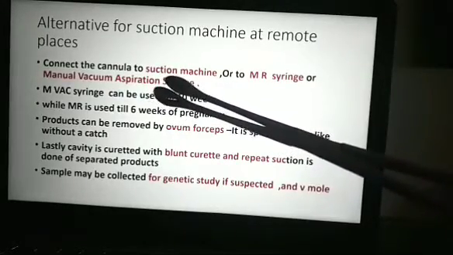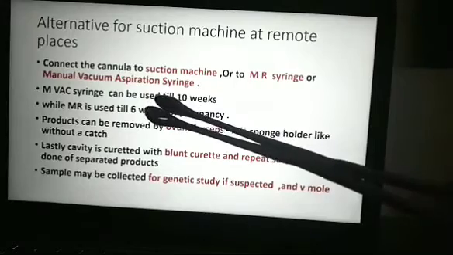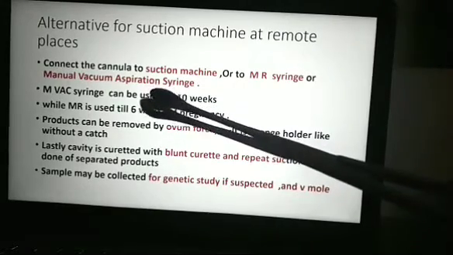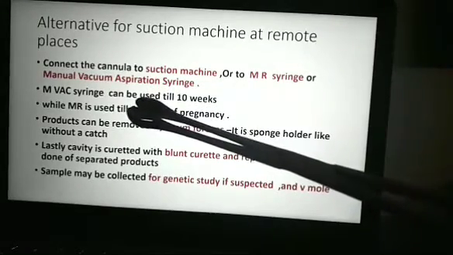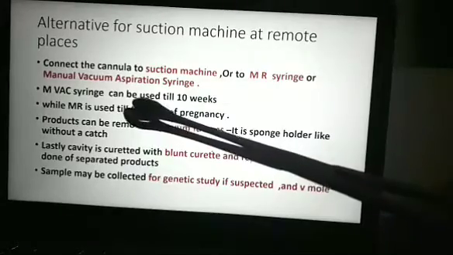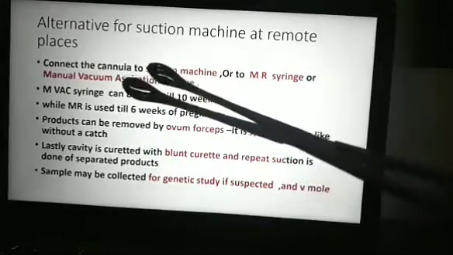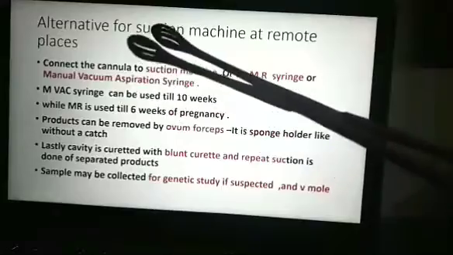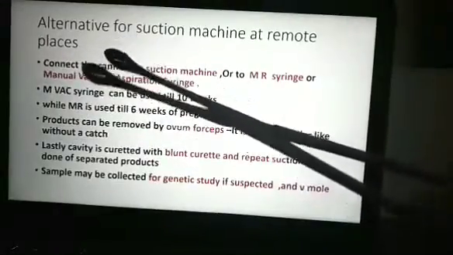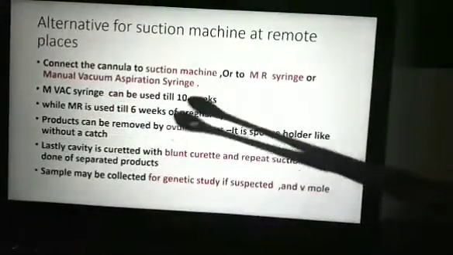Especially it is required in second trimester abortion, incomplete abortion cases where the fetus is out but the placental pieces are retained inside. So this instrument is usually kept for the viva. The name of the instrument is ovum forceps.